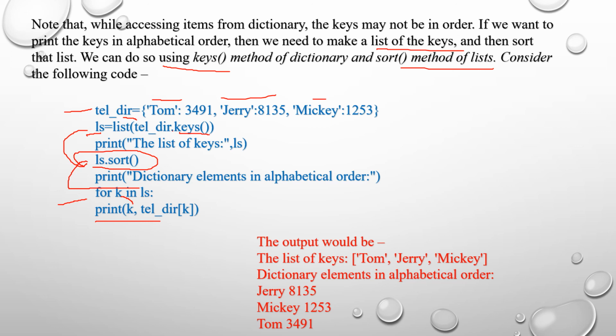For example, the output would be the list of the keys: Tom, Jerry and Mickey. So this is the key list. The dictionary elements are in alphabetical order. So at the end, this code will print Jerry first with its respective value, and next it is going to print Mickey with its value, and Tom with its respective value. So using the keys and sort methods, we can easily arrange the keys in alphabetical order.